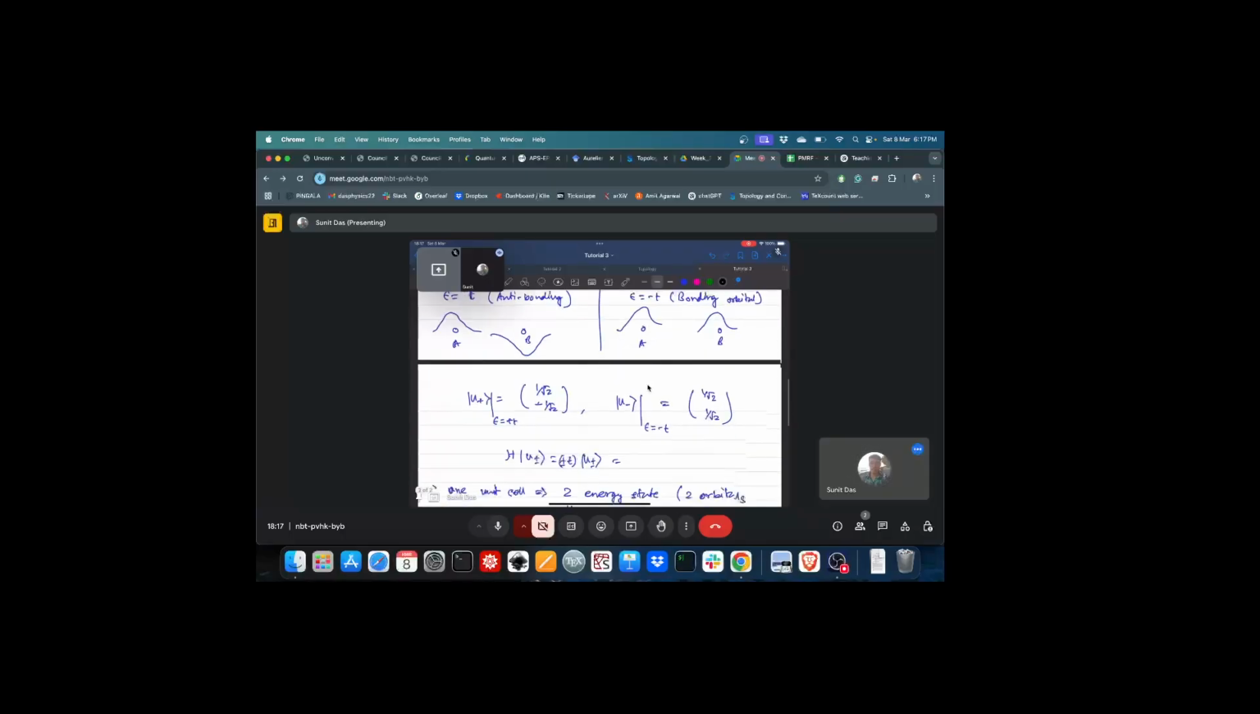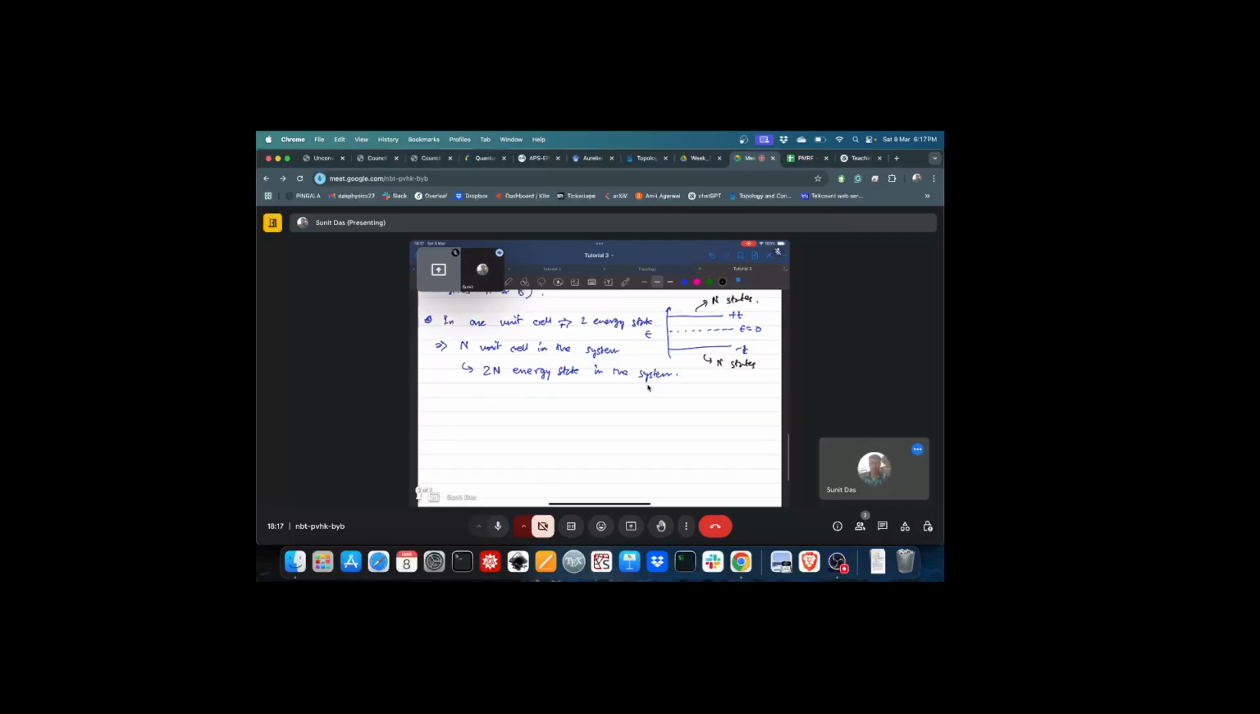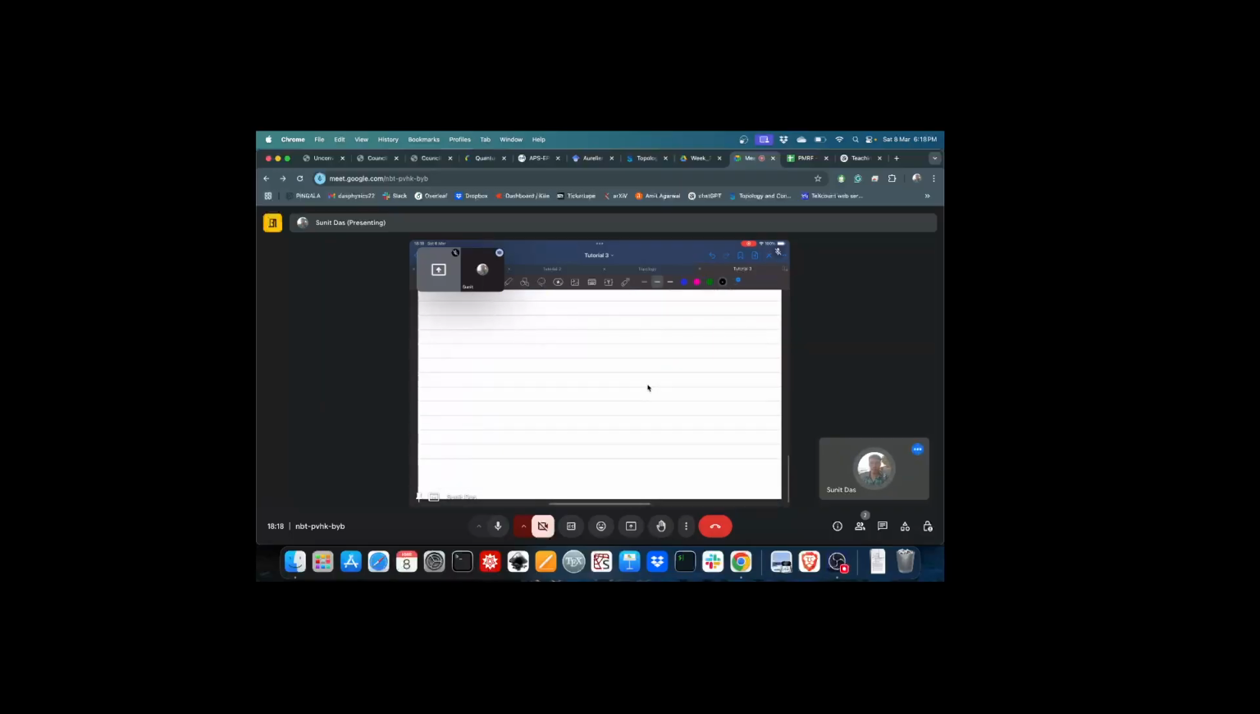One set will be at lower energy minus t, which is the ground state, and another will be at plus t, which will be the excited states. Plus t, the excited or higher energy states, corresponds to antibonding orbitals, and the lower energy states correspond to bonding orbitals. Okay, so far so good. This was mostly the real space view. Now let's look at what happens in the momentum space picture of the same thing.